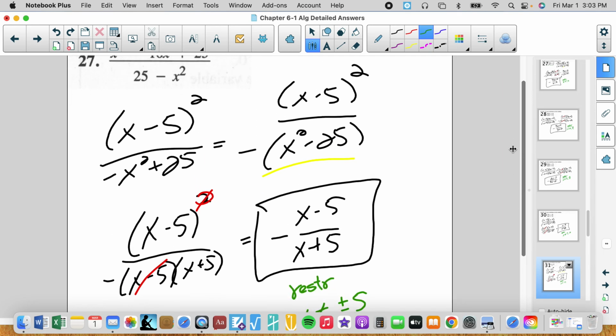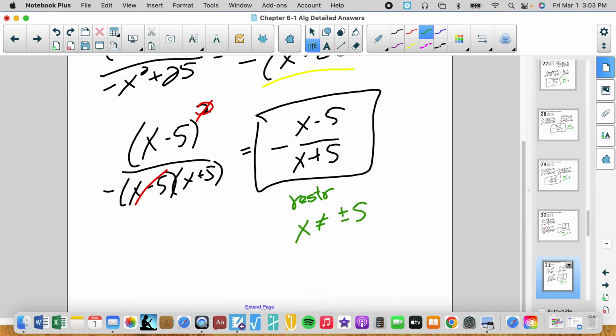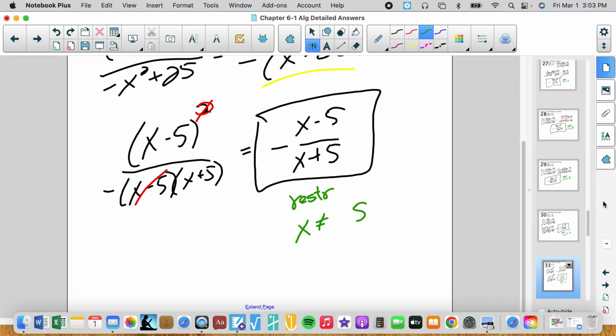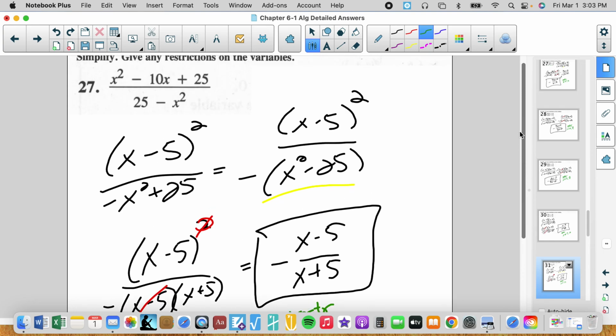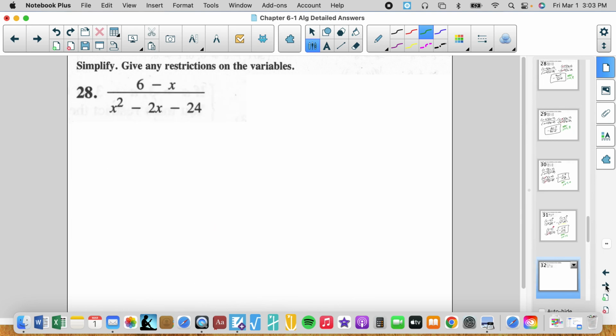Restriction is going to be x cannot equal plus or minus 5. Now it's being squared, so I'm going to say it's just positive 5. Let's see. 27 is just 5? Nope. Both of them. I don't know why. Because if I do negative, it's just going to be squared. So it can, I don't know. Well, who knows?